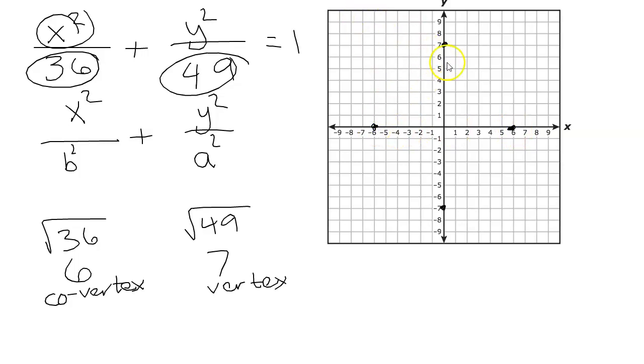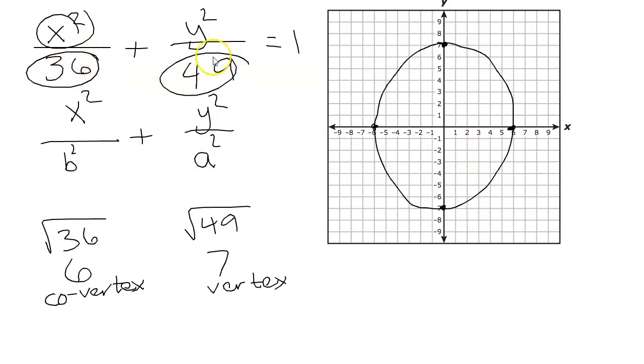And then to create the picture, we would draw an ellipse. It's not going to look super great since I'm drawing it by hand, but it'll look something like this. Almost a full circle, not quite, because the 6's are smaller than the 7's, which makes it a little bit flatter from left to right. So that's how we create a graph from our equation.